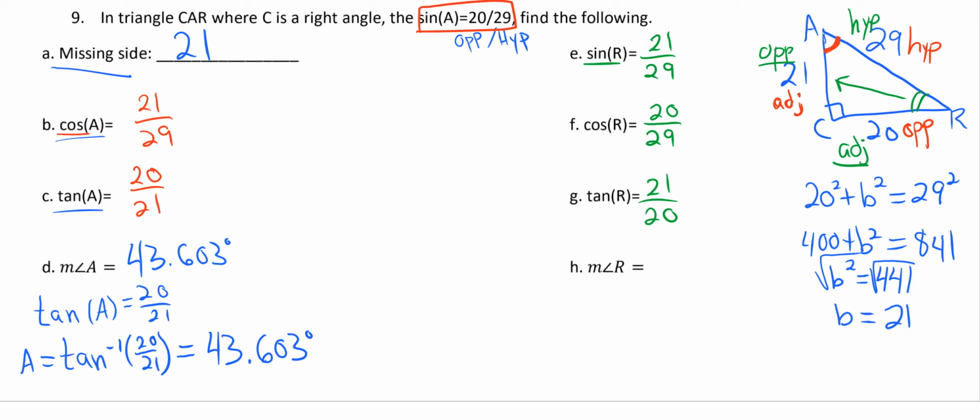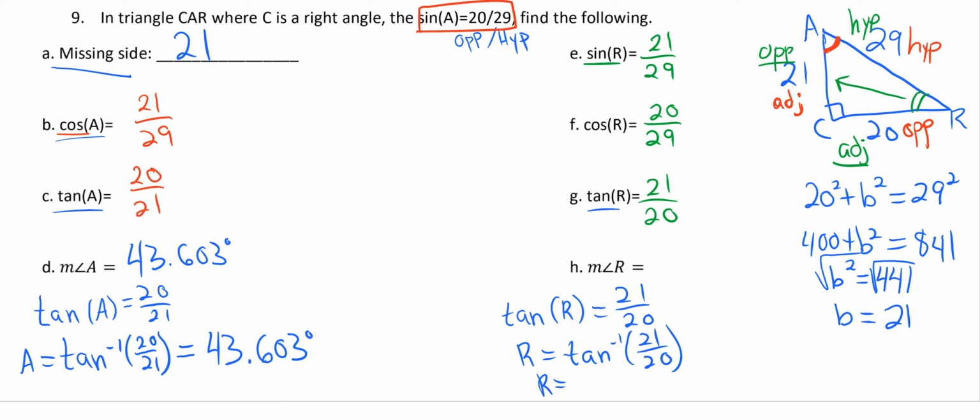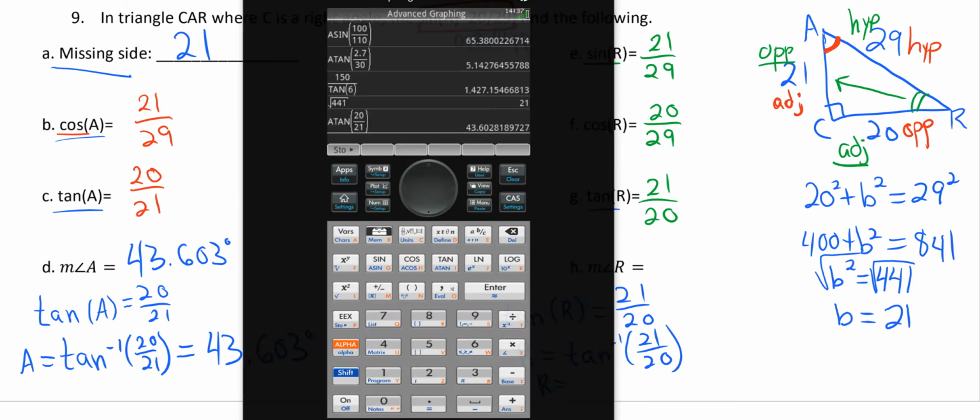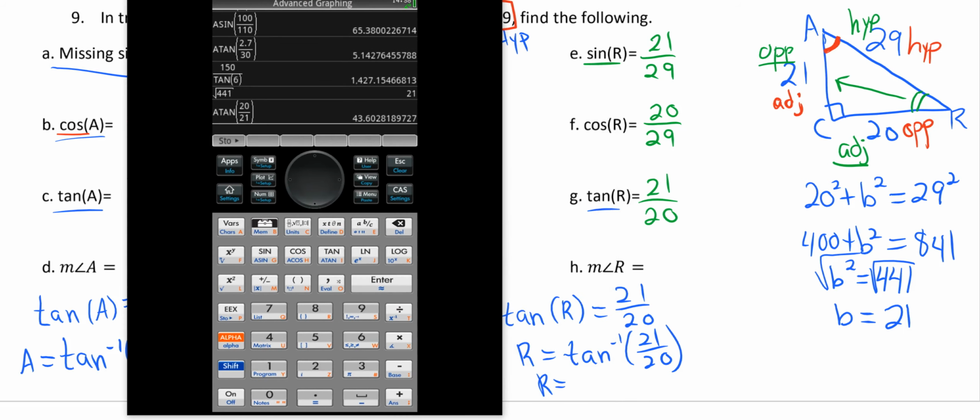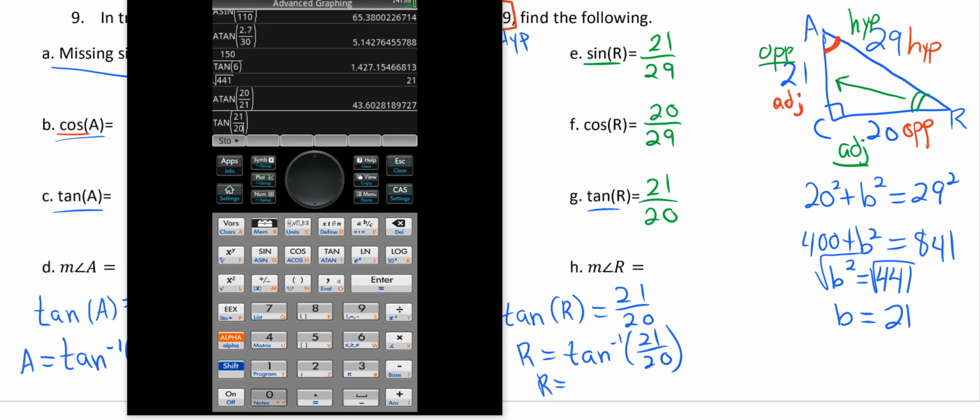All right, so let's go down to R here. And for R, why don't we use the tangent again, just because it's the one that's right here. So we're going to say the tangent of R is equal to 21 over 20. Now from here, we just need to solve for R, so we're going to take the inverse tangent of 21 over 20. We're going to put that into our calculator and see what we get. R is equal to what? We got to do the inverse tangent of 21 divided by 20.